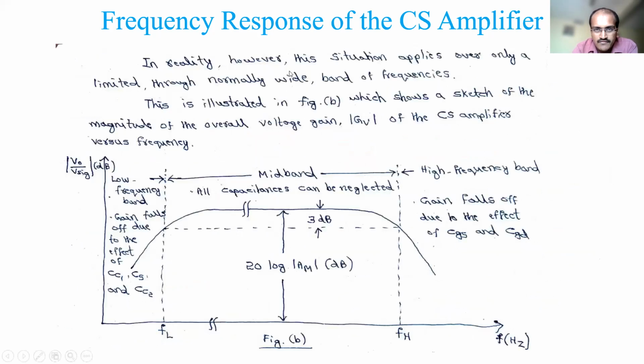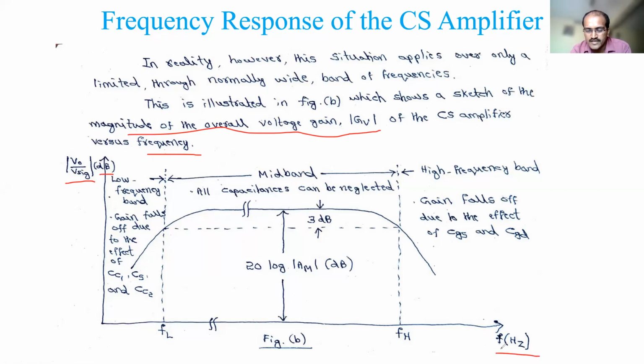So in reality, however, this situation applies over only a limited to normally wide band of frequencies. This is illustrated in the figure here, which shows a sketch of the magnitude of the overall voltage gain GV, which we have derived earlier, right? So GV, that is V naught by V signal of the CS amplifier, versus frequency. On the y-axis we have taken the magnitude of V naught by V signal in dB, decibel scale, and the frequency we have taken in hertz.